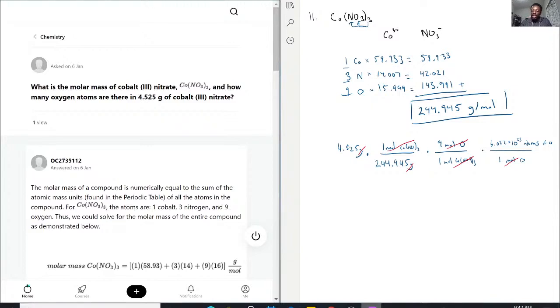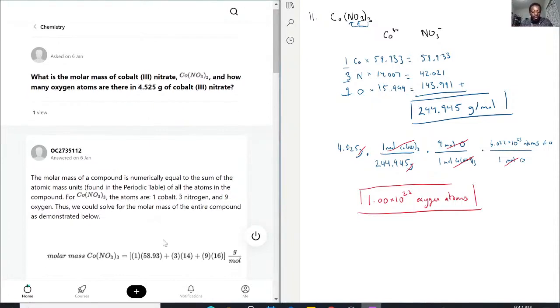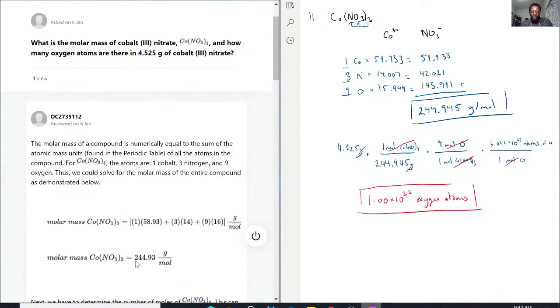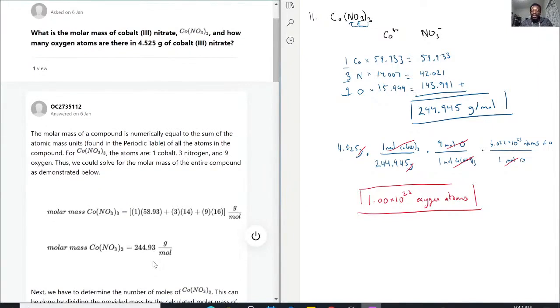We get, there should be 1.00 times 10 to the 23rd oxygen atoms, based on what the calculator is saying. Hopefully with this we're able to actually cancel the right units. But let's see what our colleague was able to do. So they did get the molar mass was 244.93, which is close to what we got. It just depends on the periodic table you're using. As you can see, their values are slightly different from mine.